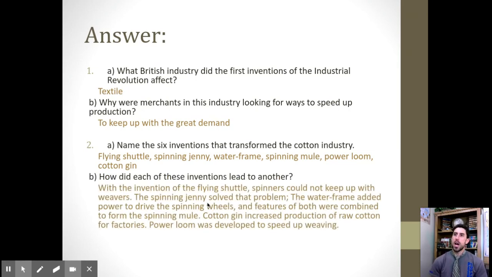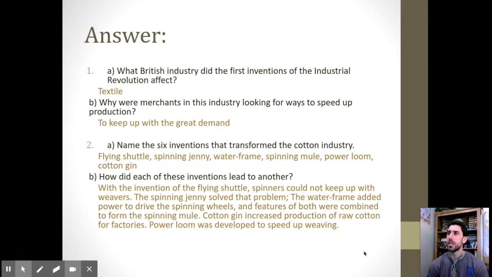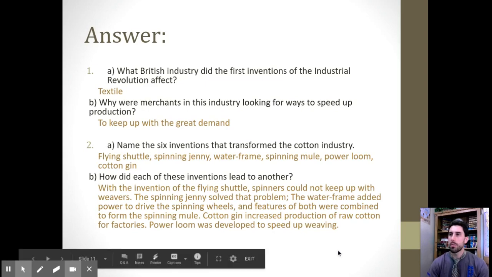Now, the next question is, how did each of these inventions lead to another? And in a nutshell, it says, with the invention of the flying shuttle, spinners could not keep up with weavers. The spinning jenny solved that problem, because spinners could spin faster now. The water frame added power to drive the spinning wheels, and features of both were combined to form the spinning mule. And all that means to say that spinning becomes mechanical, non-human powered, using other energy sources, and reliable, spinning multiple things faster and creating a better product.